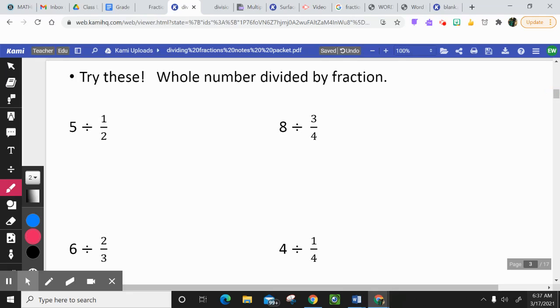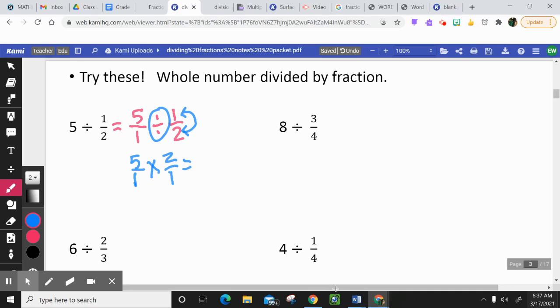So these are whole numbers divided by fractions. The first thing I'm going to do is make them both fractions, okay? And then let's invert that. So 5 over 1 multiplied by the reciprocal of this. So now we have to invert. Now we're going the same direction again.